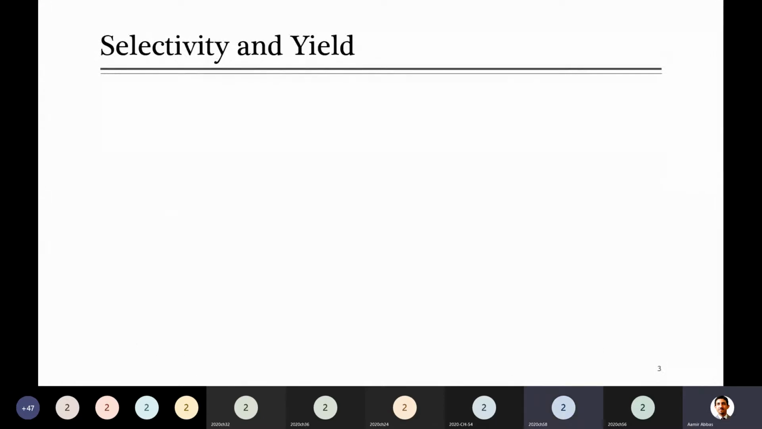Sir, we had just studied selectivity at the end and ended the lecture. Selectivity, exactly. So again, I will continue with the same stuff for selectivity and yield.